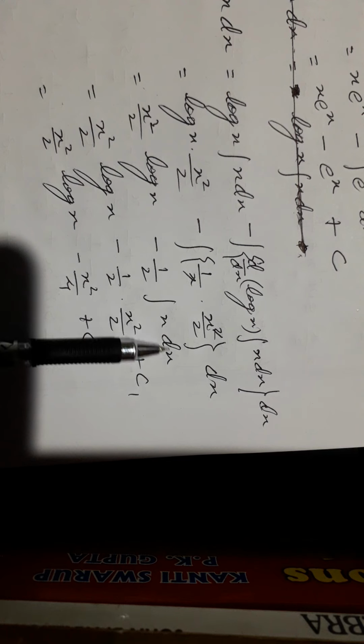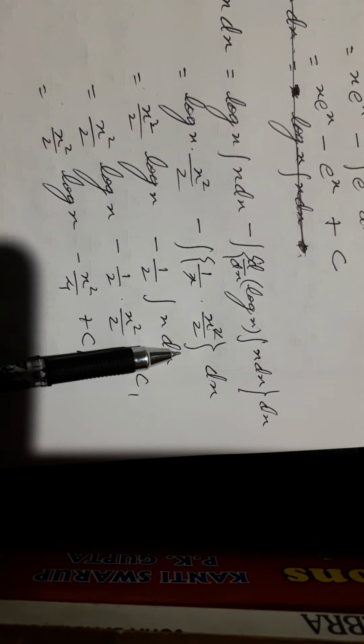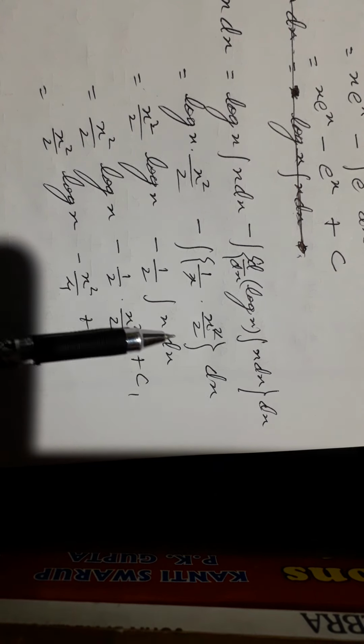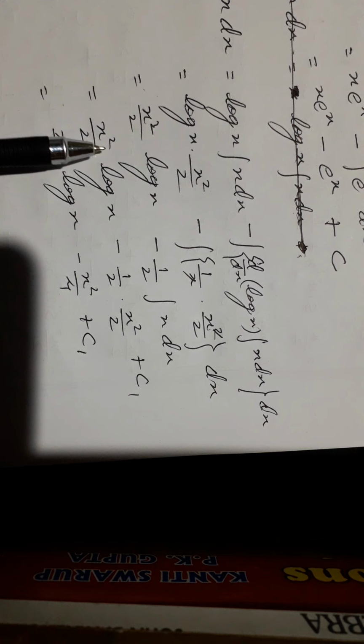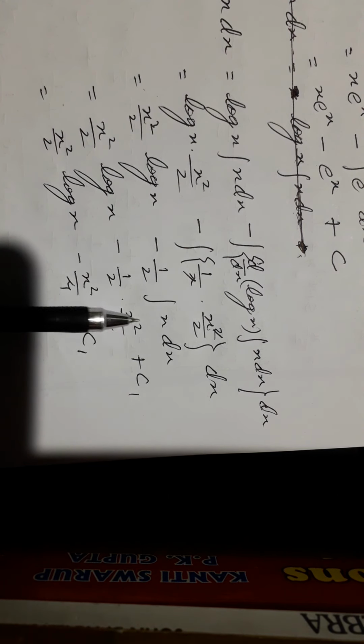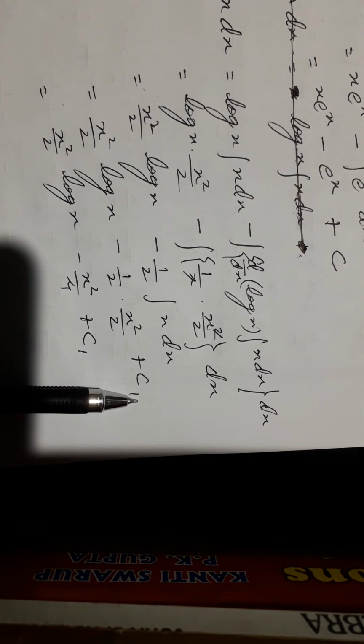So integration of x, we know it is nothing but x^(1+1) divided by 1+1. So we get x squared by 2. So here we are getting x squared by 2 plus integration constant. So we have here x squared by 2 log x minus half into x squared by 2 plus c1, where c1 is the integration constant since it is an indefinite integral.